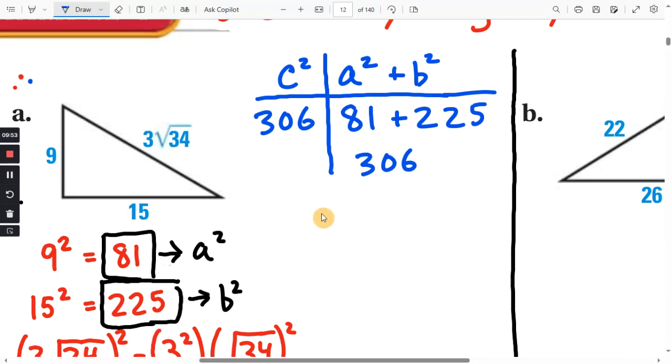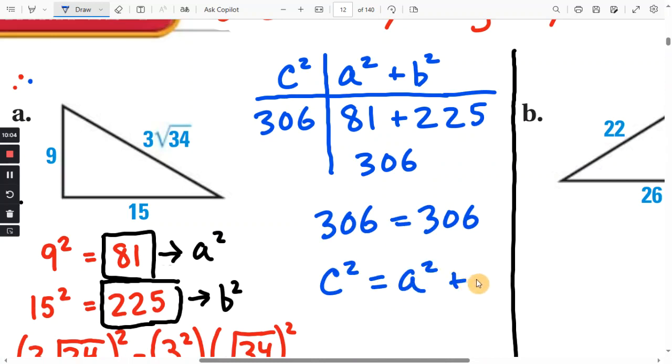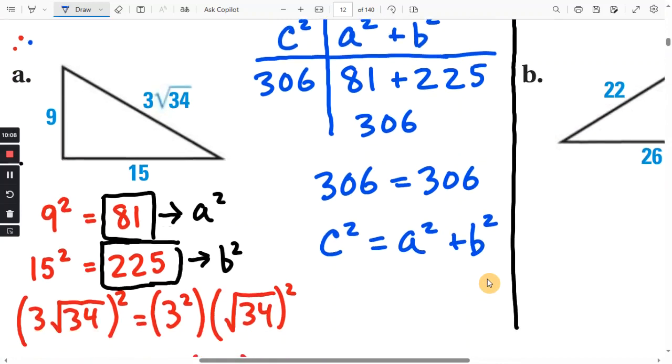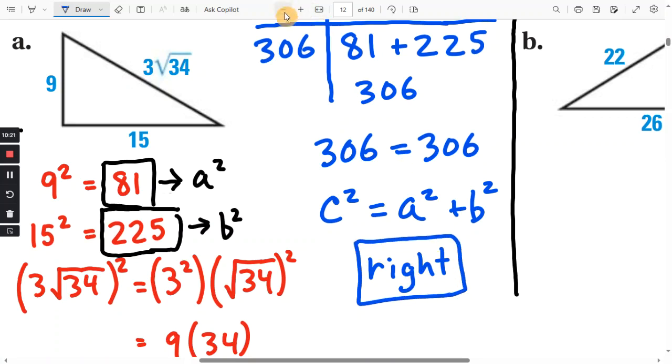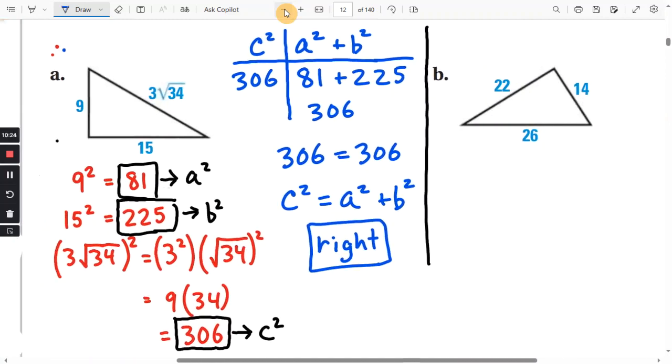All right, so 306 equals 306. So that means c squared equals a squared plus b squared. And what kind of triangle is that when they are equal? Right. That's a right triangle. Very good. Yes. All right, that's a right triangle. All right, so that's really all you have to do.